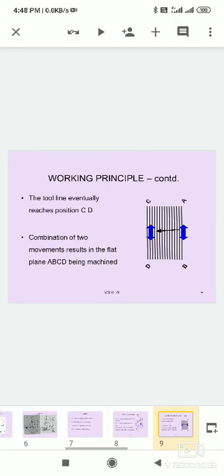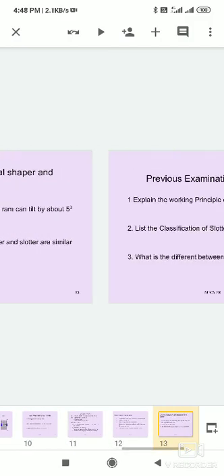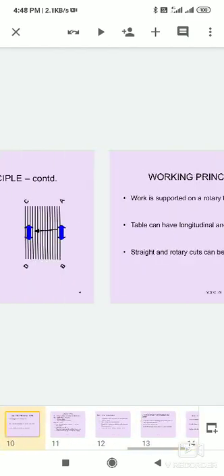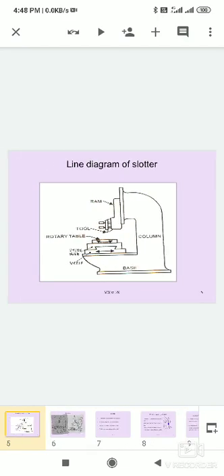Slotter working principle. Plan diagram of slotter. A slotter is similar in construction to a vertical shaper, except that the ram of the slotter has only vertical movement, whereas in a vertical shaper the ram can be adjusted up to 10 degrees from its vertical position.